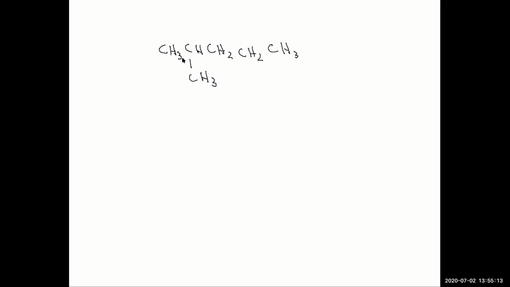Okay, so first we find the longest parent chain. So 1, 2, 3, 4, 5. The parent compound is based on pentane, the alkane with 5 carbon atoms. Then we number the carbons, and we encounter our first substituent, which is the methyl. So we say 2-methylpentane.